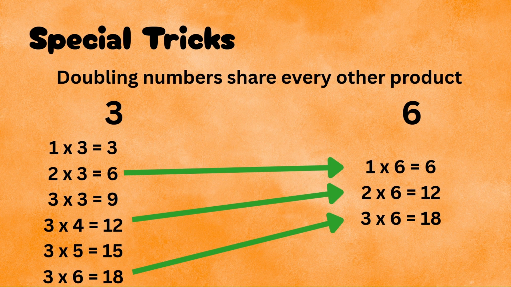Doubling numbers share every other product. When one number doubles, the other number gets cut in half. For example, the products of 3 can be 3, 6, 9, 12, 15, and 18. Then, the products of 6 can be 6, 12, and 18. Notice how it's the same as the 3's, except they skip every other number. This works since 6 is double of 3. This same pattern also works with 2 and 4, 5 and 10, 4 and 8, and every number that has a double. All you do is double the number and split the other factor in half. You can see more of this in the next slide.